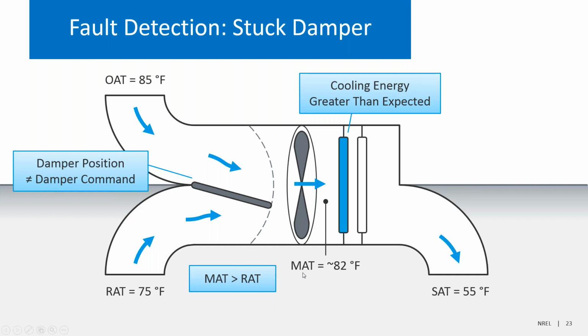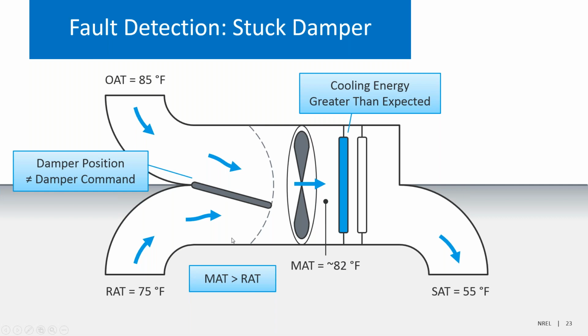Or you could look at the temperatures. You could say, well, I know that when the system is cooling, it's always optimal to basically have my mixed air temperature not be any hotter than my return air temperature. So I'm going to check the difference between my mixed air temperature and return air temperature, and if the mixed air temperature is substantially hotter than the return air, I'm going to say, okay, that's a fault.